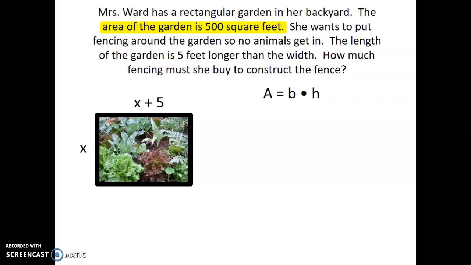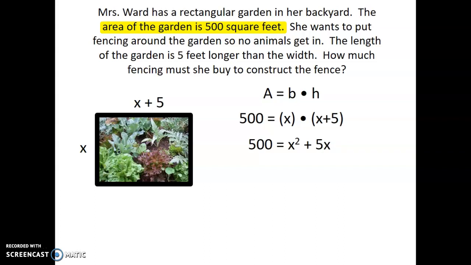Okay, so now we know the base and the height of our rectangle. We can go ahead and put those values into our equation. So we have 500 for A, the base is x, and the h is x plus 5. So there we go. That's our equation. Next step we want to do is multiply x times x plus 5. So if we multiply x times x and then x times 5, we're going to get x squared plus 5x.